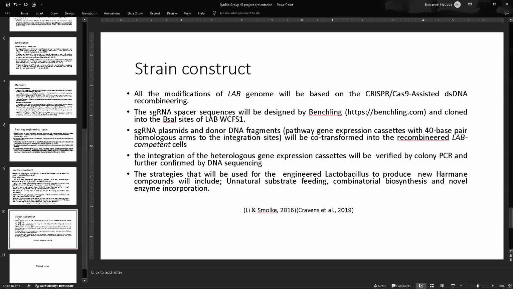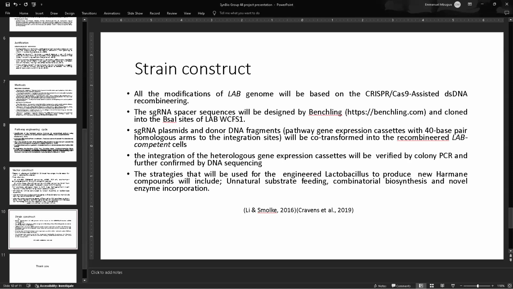The single guide RNA spacer sequences will be designed by Benchling and then cloned into the BsaI sites of the lab vector. The single guide RNA plasmids and donor DNA fragments will be co-transformed into the recombinant lab competent cells. The integration of the heterologous gene expression cassettes will be verified by colony PCR and further confirmed by DNA sequencing.